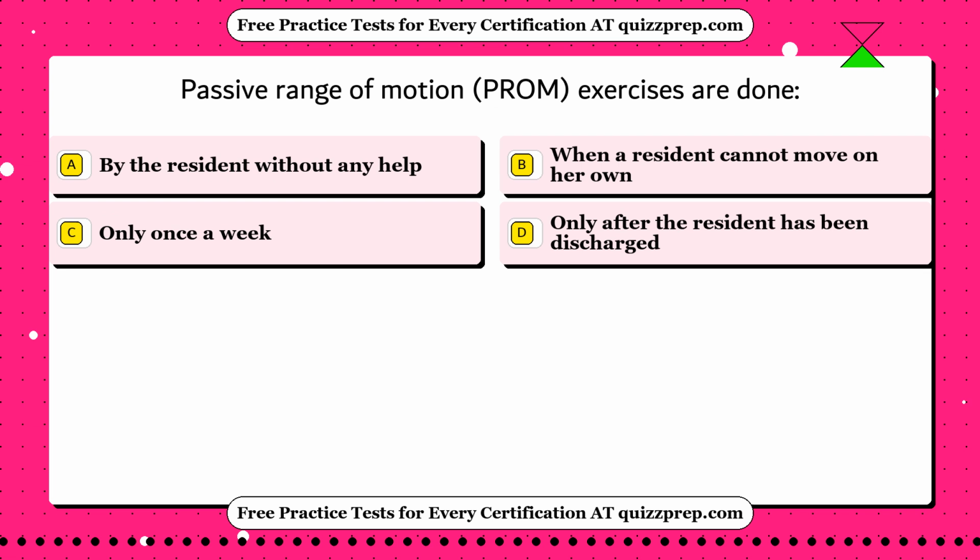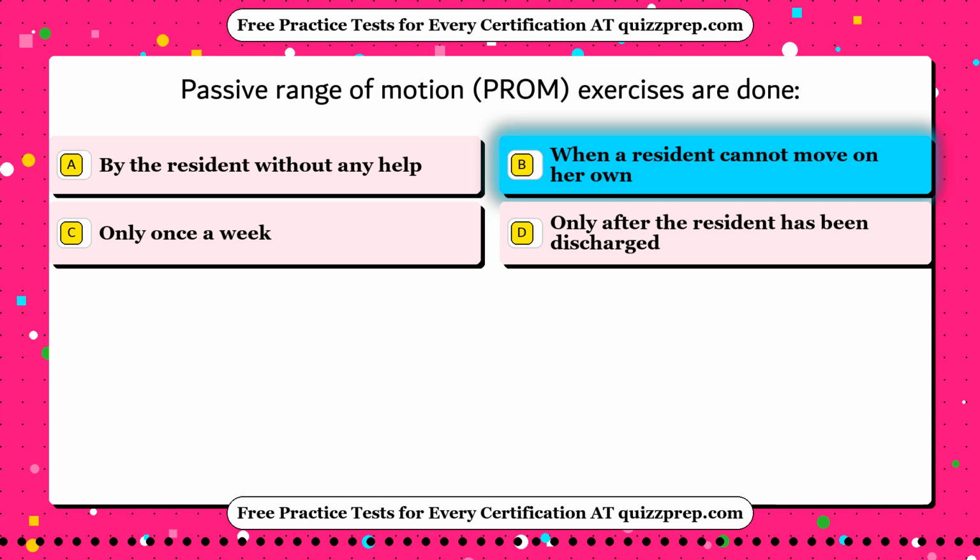Question 90. Passive range of motion, PROM, exercises are done: Option A, by the resident without any help. Option B, when a resident cannot move on her own. Option C, only once a week. Option D, only after the resident has been discharged.